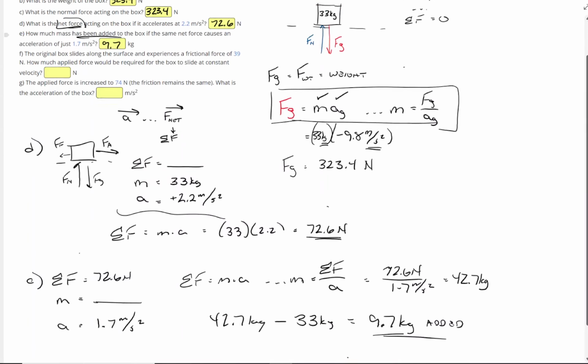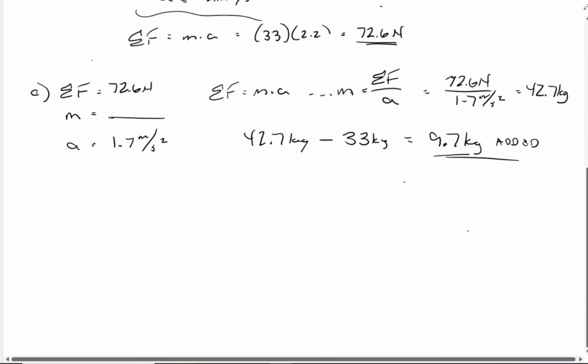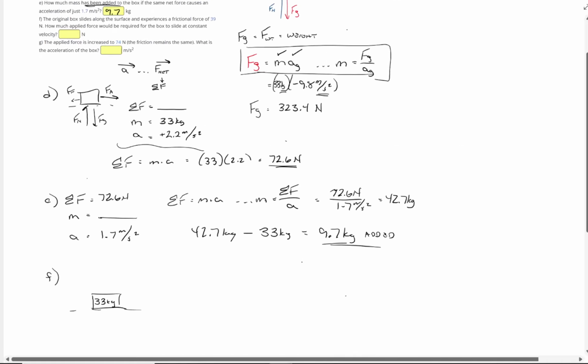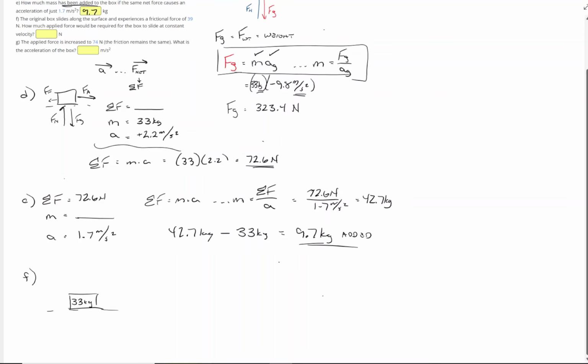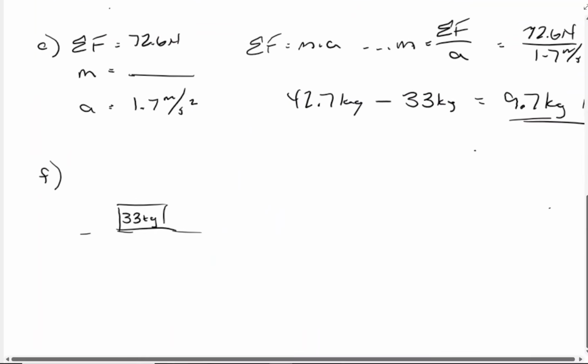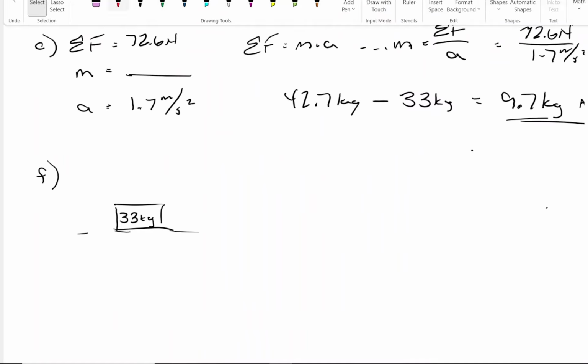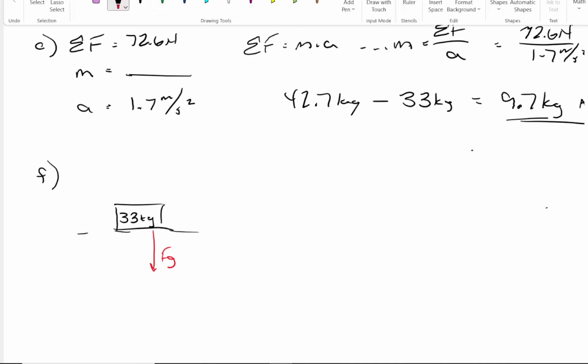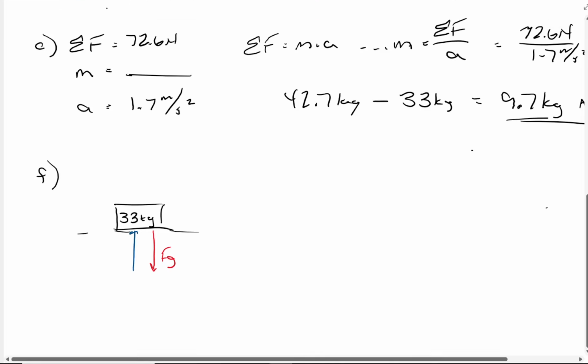So I'm going to start, as we do with any problem here. I'm going to label F, and I'm going to start once again with a free body diagram. So there's the box, right? It's 33 kilograms, the original box. What do we know? It slides along the surface and experiences a frictional force. All right, so I'm going to draw my free body diagram. I know that I have gravity acting straight down, Fg. I have a normal force acting straight up, Fn. We have no indication of any other up or down forces.